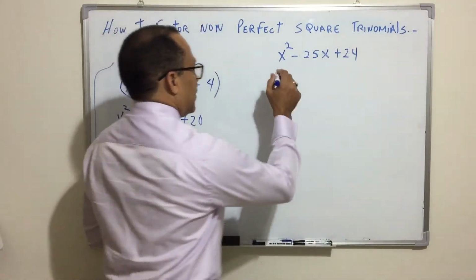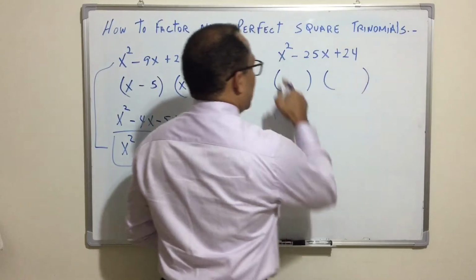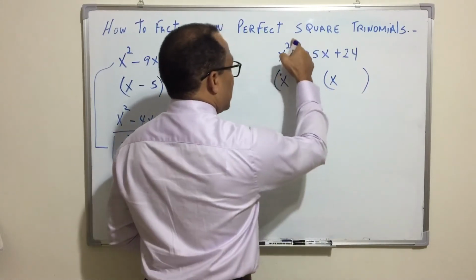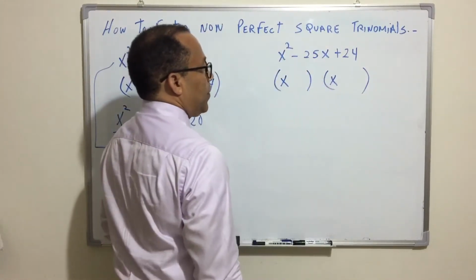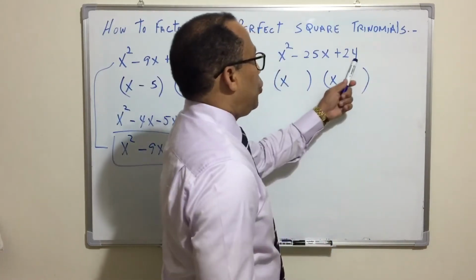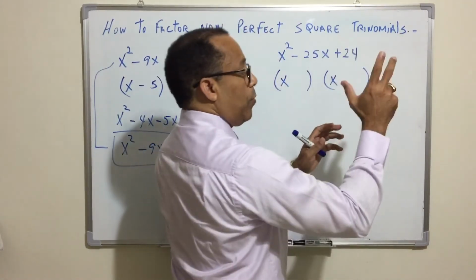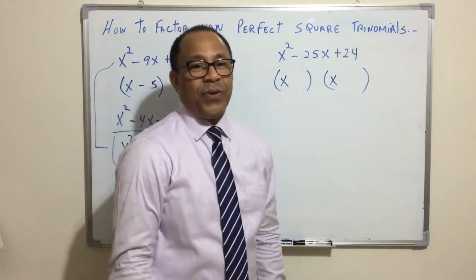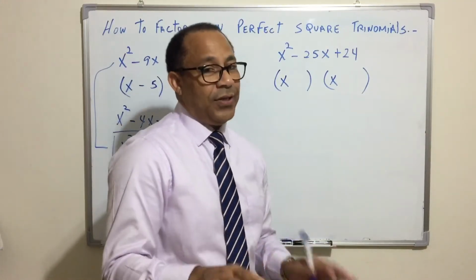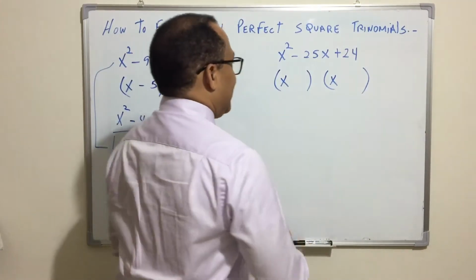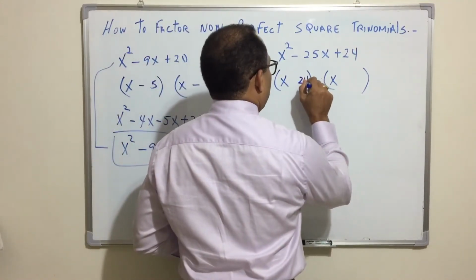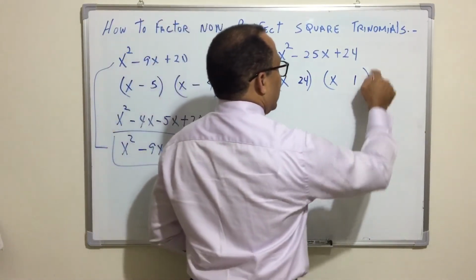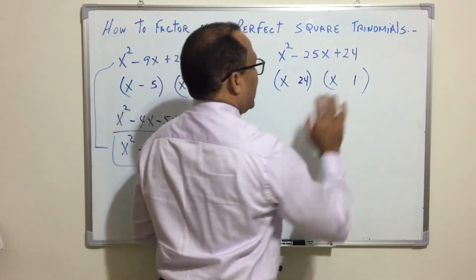Let's factor it. Again, same process. The square root of the first term is x, because x times x is x to the second power. What do we need? We need to find two numbers. When you multiply those two numbers, you get 24, and when you add them, you get 25. What are those numbers? Pause the video, get the numbers. We are back. The numbers are 24 and 1, because 24 times 1 is 24, and 24 plus 1 is 25.